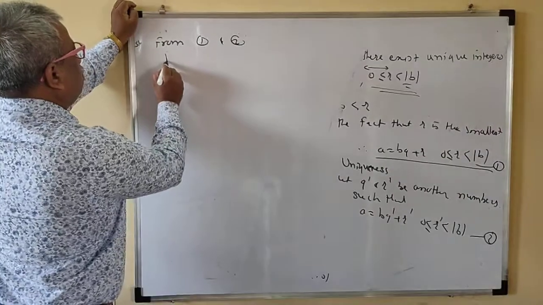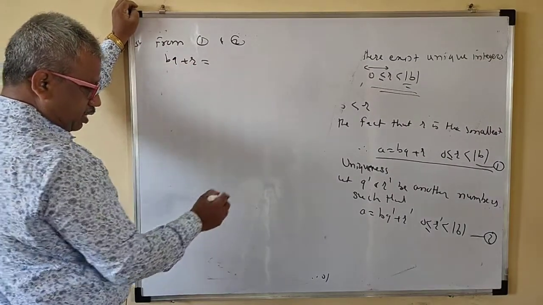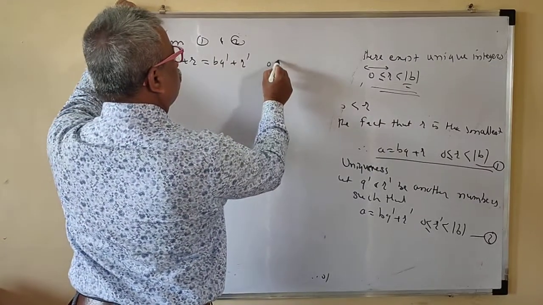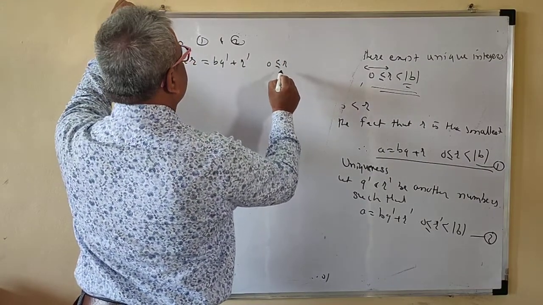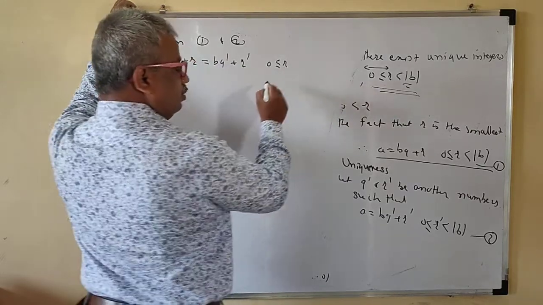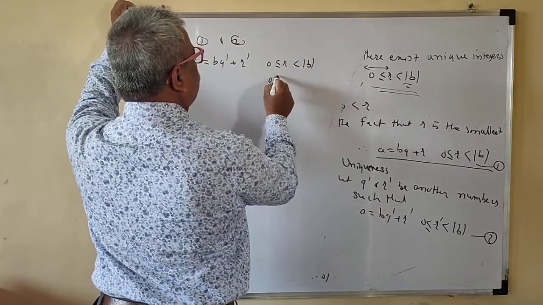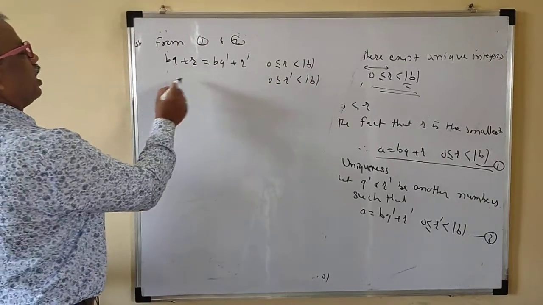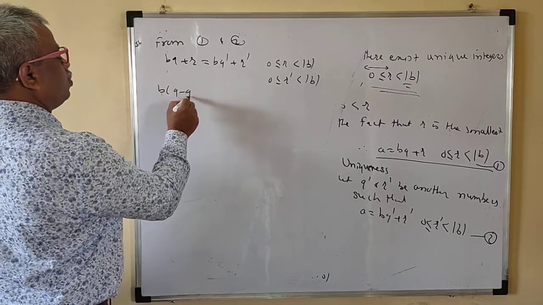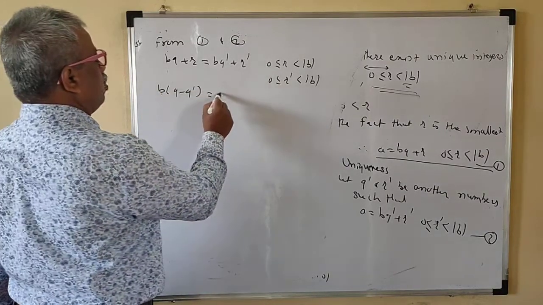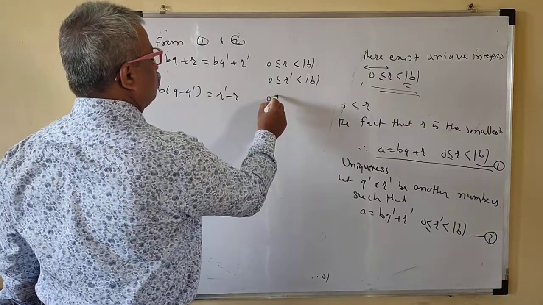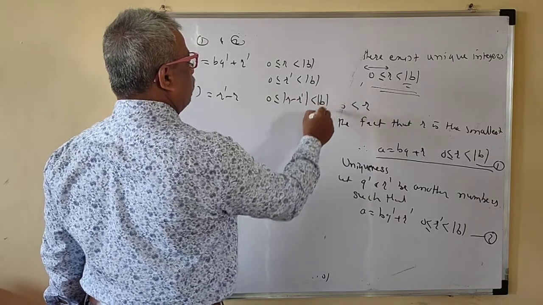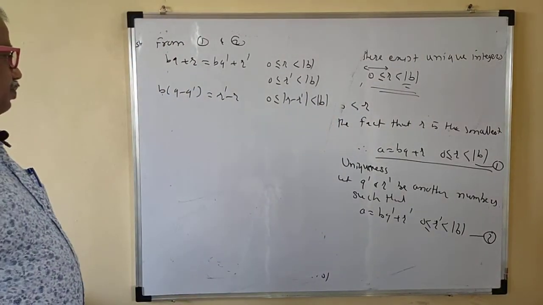So BQ plus R is equal to BQ dash plus R dash. 0 less than or equal to R, less than mod B. 0 less than or equal to R dash, less than mod B. Okay, so now I can write this as B times (Q minus Q dash) is equal to R dash minus R. So 0 less than or equal to mod of R minus R dash, which is again less than mod B.